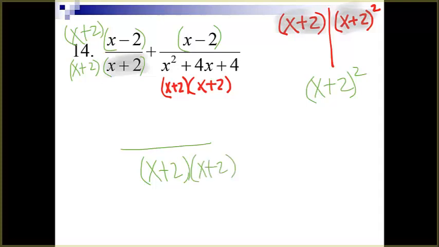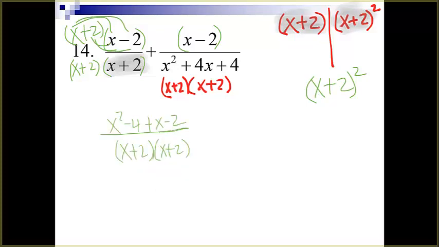And then the top, you have to FOIL out. So we have first, outside, inside, last. We have x squared minus 4x because it's a difference of squares. And then we have the plus x minus 2. And now you look for common like terms. With the like terms, I have x squared alone. We have the plus x, because I'm doing it in descending degree. The negative 4 and the negative 2 become negative 6, and you're left with x plus 2 and x plus 2.